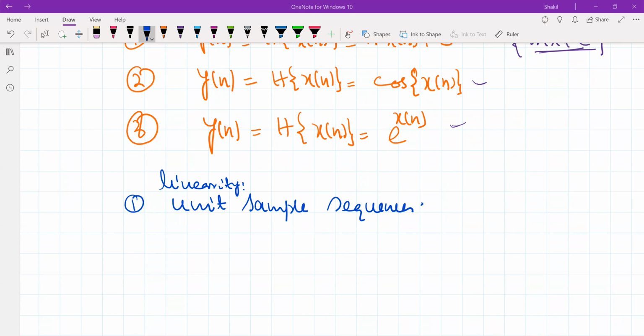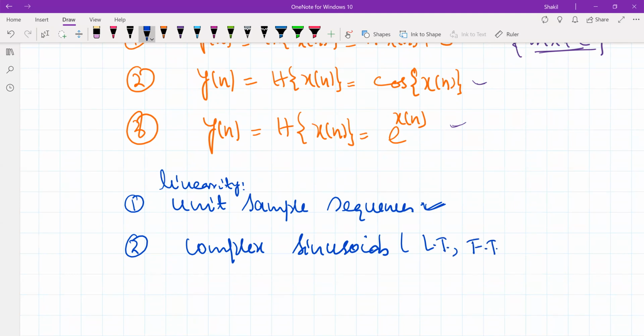That will be our topic for convolution, and this is the property exploited by the convolution sum. It means we break any input signal into unit sample sequences and take a weighted sum of those unit sample sequences. And the second implication of this is exploited by transform theory. It means we express any arbitrary signal as the weighted sum of complex sinusoids. We express our input sequence or any signal in terms of complex sinusoids. This is used by transform theory.